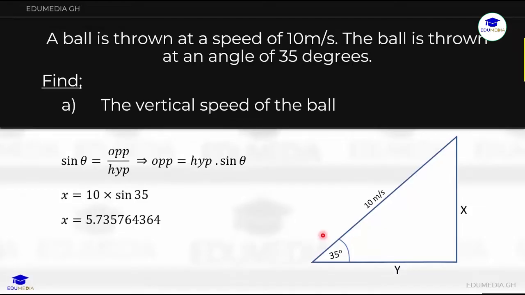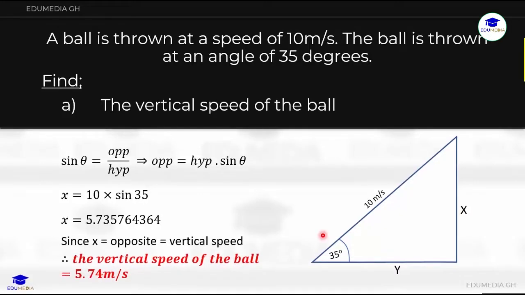Substituting each of these values there, we know that the opposite is x, then we have the hypotenuse, which is 10, and then theta is 35 degrees. So sine theta times the 10 gives us 5.735764364. Since x represents the opposite of this, and it also represents the vertical speed, it therefore means that the vertical speed of the ball is 5.74 meters per second. So at each second, the ball covers 5.74 meters.